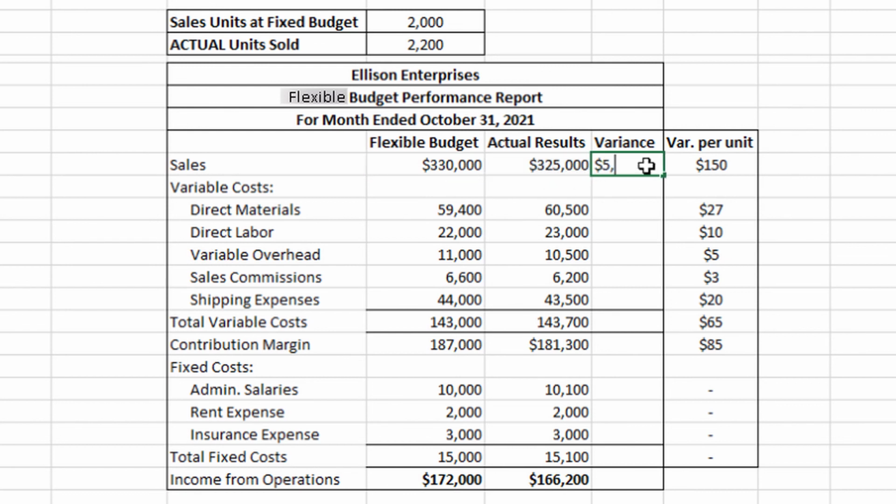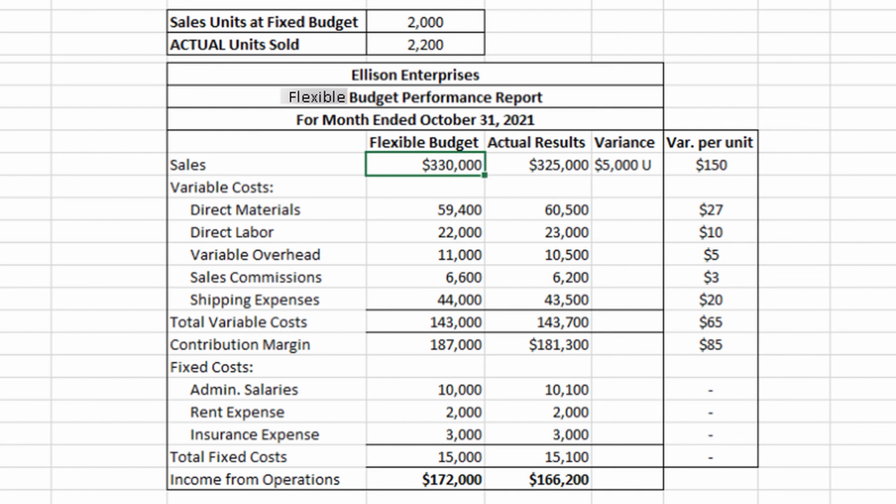We label variances as either favorable or unfavorable. Favorable variances lead to a higher net income than budgeted. Unfavorable variances lead to a lower net income than budgeted. So if we think back to the $5,000 variance that we had for sales, this will be an unfavorable variance, which we can label with a U because the actual sales are lower than the budgeted sales. Lower actual sales leads to a lower income than was budgeted, which is why this variance is unfavorable.